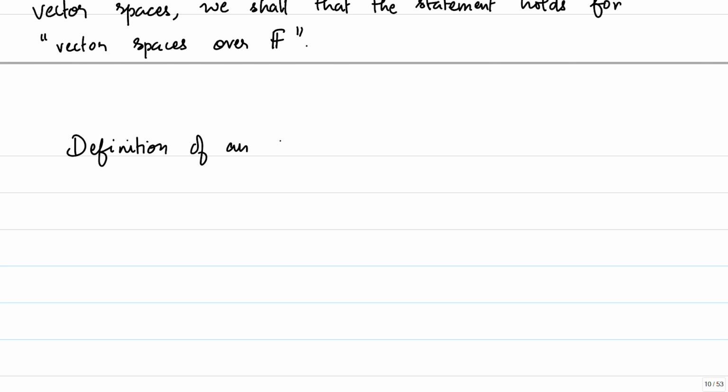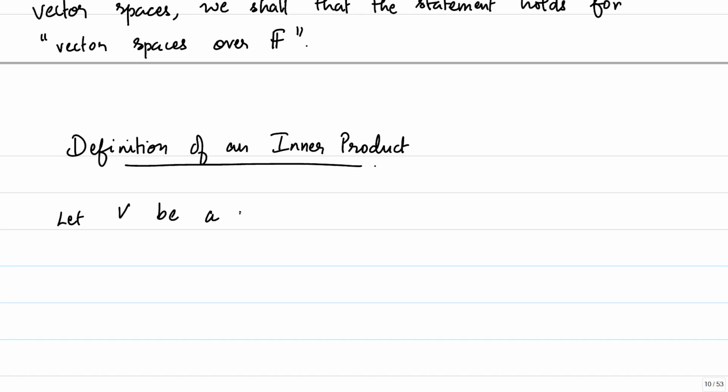Definition of an inner product. So, let V be a vector space over F, over the field of scalars being either R or C. So, let me write it as vector space over F. An inner product on V is an operation.